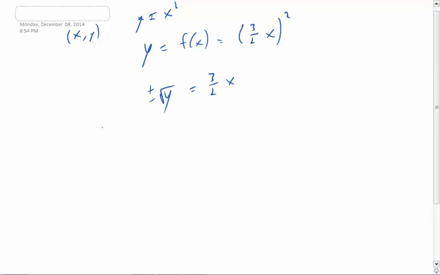Now notice what's going to happen here. My next step is going to be to get rid of this. In order to do that, I could multiply both sides by its reciprocal, in which case I'm going to get plus or minus 2/3 root y is equal to x. And again, it's because I divided both sides by 3 halves, and dividing by 3 halves will just result in a reciprocal.